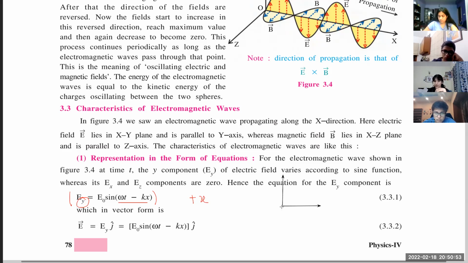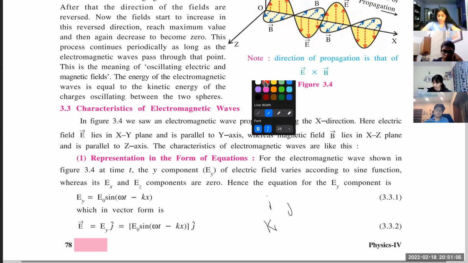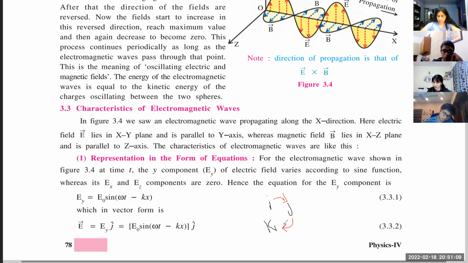After this, you will make x, y, z like this. Don't write x, y, z, write i, j, k in a circle, and then make an arrow like this. Write i cross j is k, j cross k is i, and k cross i is j.